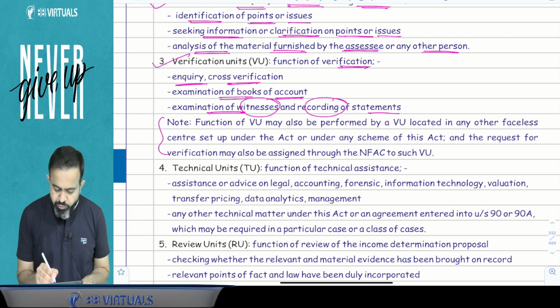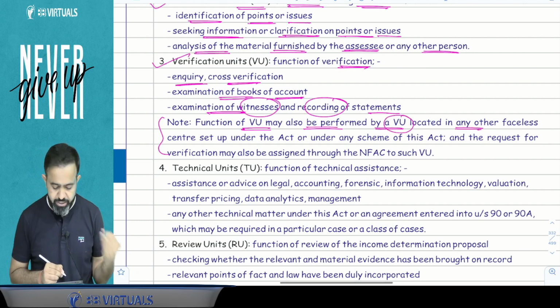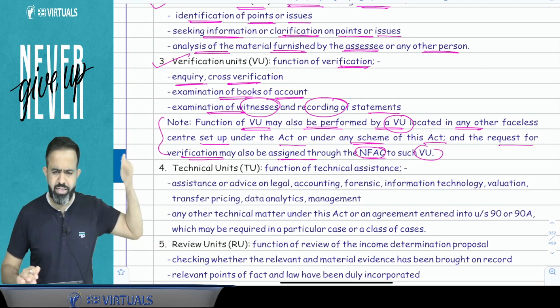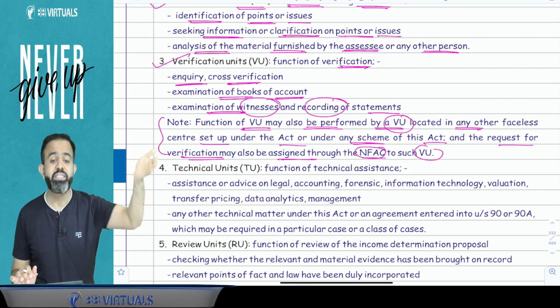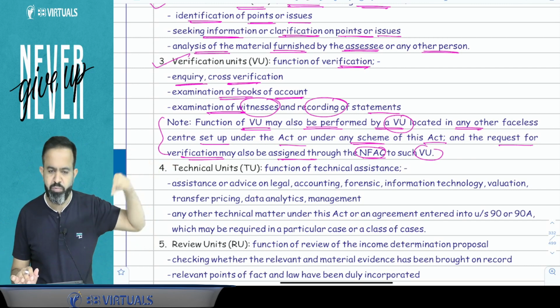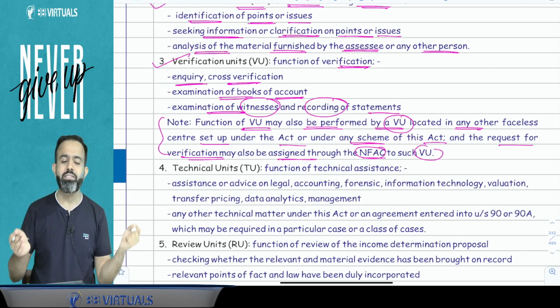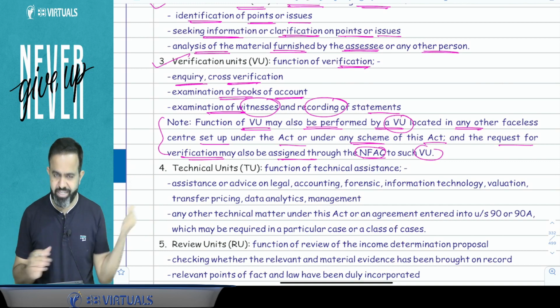Here the note says that the function of the verification unit may also be performed by a verification unit located in any other faceless center set up under the Act and under any scheme of this Act, and the request for verification may also be assigned through the NFAC to such verification unit. That I will discuss later, because verification can be done in the physical manner only. Everything will be online, in a faceless manner, but verification can be done in the physical manner only, because it is not possible to verify the things online. So there may be a possibility that verification will be done in the physical manner.